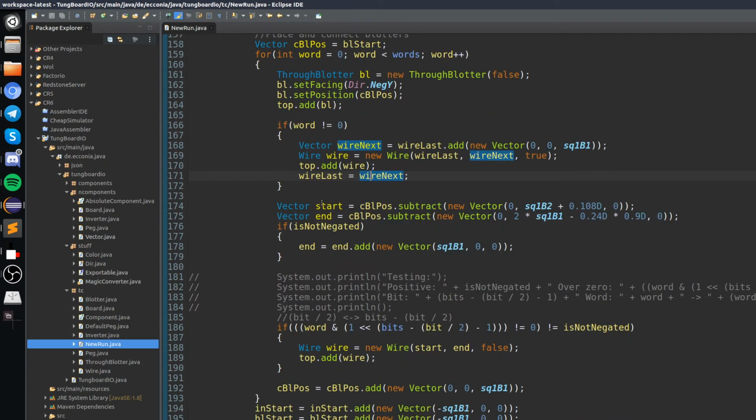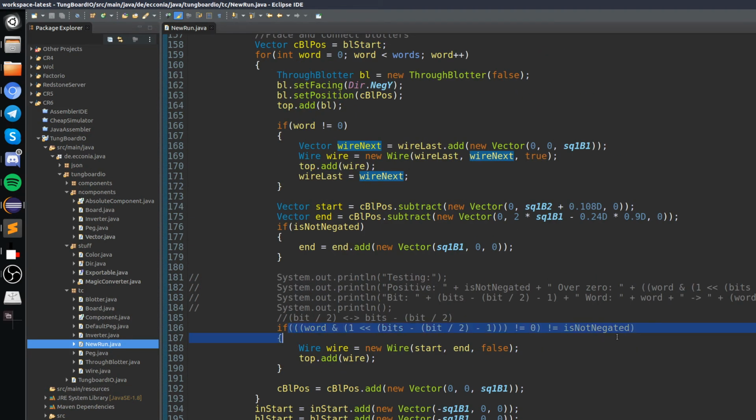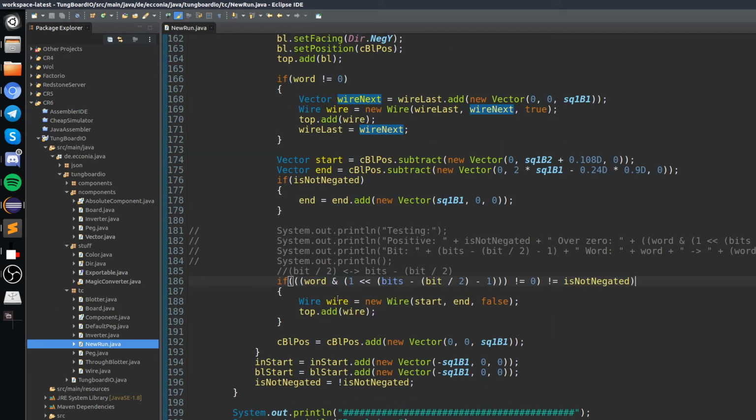And it's just a bunch of math and creation. There's nothing real special about it. Maybe this is interesting. This is basically the wire which connects the blotters to the inverter. So to make the decoder, this is the whole decoder definition.